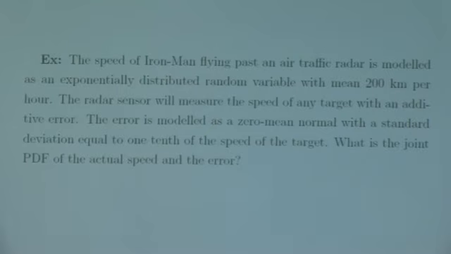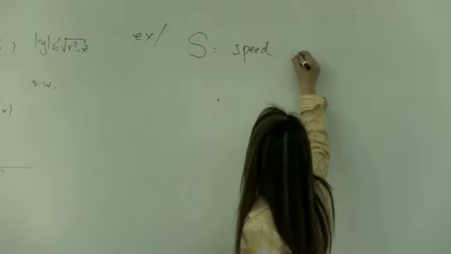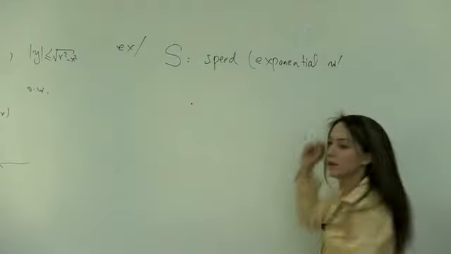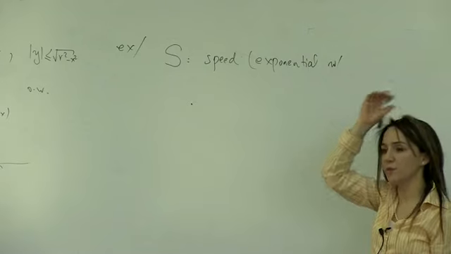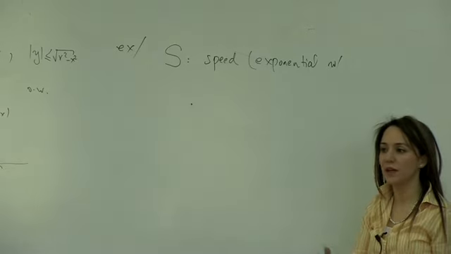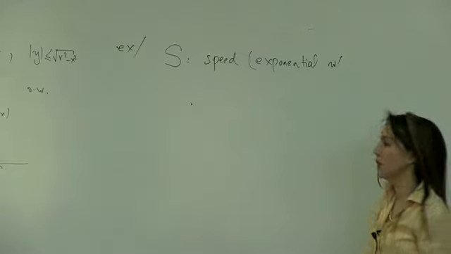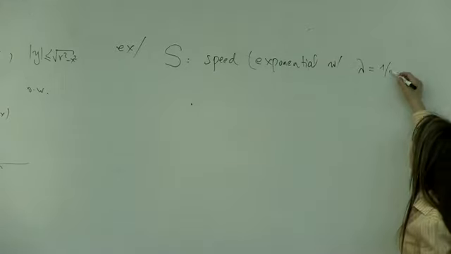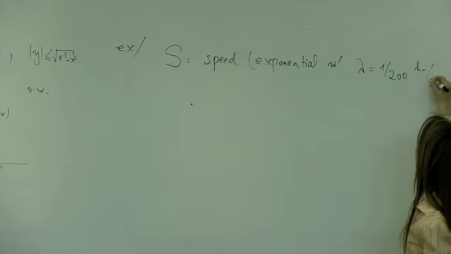So, let's see. What are our 2 random variables here? One is the speed of Iron Man. Let's call that S. S is the speed, and it is exponential with mean 200 kilometers per hour. The exponential random variable, as we know, has a parameter lambda, and lambda is equal to 1 over the mean. So lambda, in this case, the rate of the exponential, is 1 over 200, hour per kilometer.